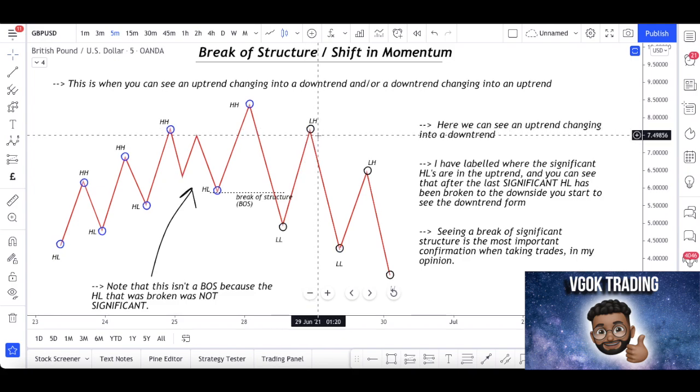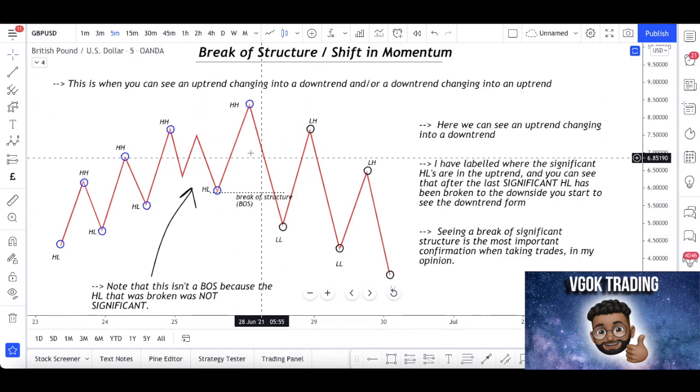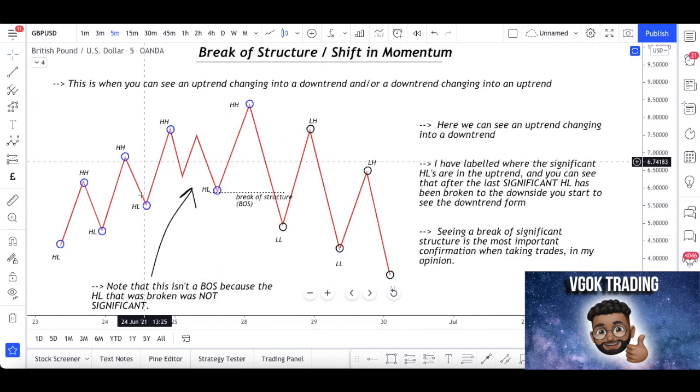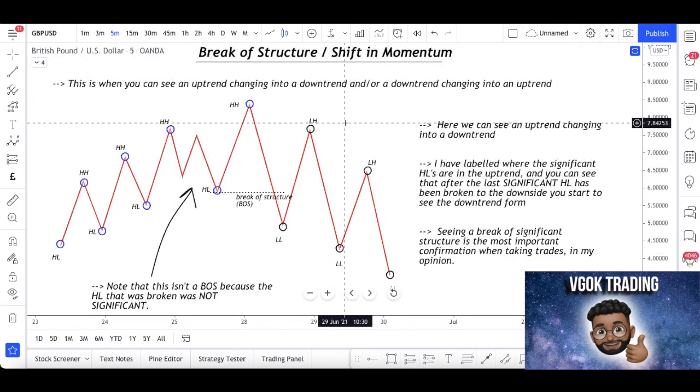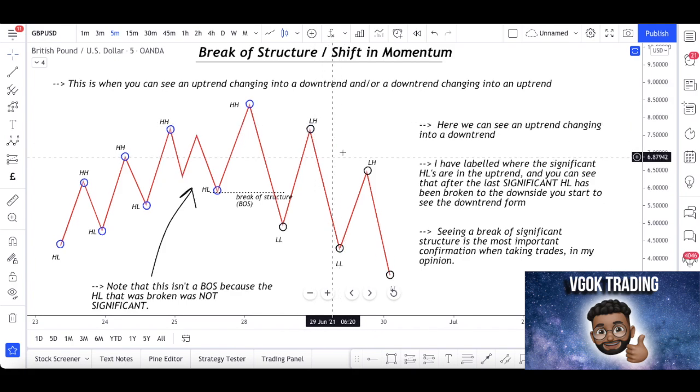Analyzing a market structure in this way, so waiting to see a significant break of structure, is how I personally look to take the majority of my reversal style trades. So seeing something like this, or if you were to see this flipped the other way around, when I'm looking at most of my trades, if they're a reversal trade, then I'll be looking at taking them in this sort of manner.